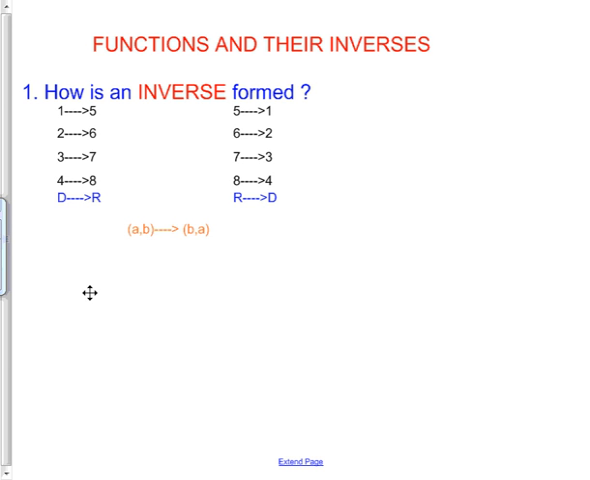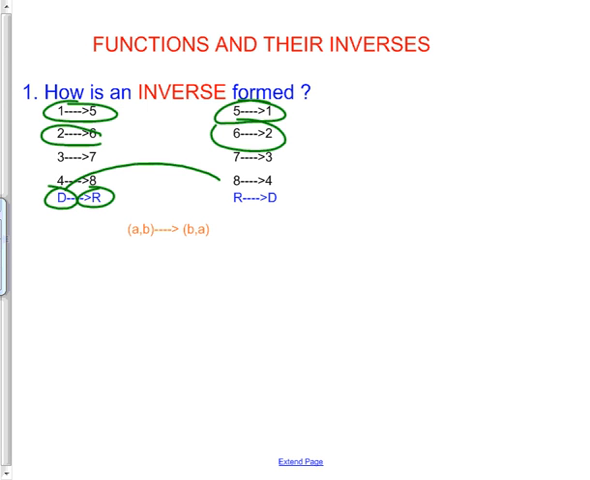Okay, so we're talking about inverses. This is day 2 on inverses. If you have 1 comma 5 and you change it to 5 comma 1, you just flip it around. That's what an inverse does. 2, 6 turns into 6, 2. 3, 7, 7, 3, etc. And the range and the domain turn into the opposite of themselves. The domain becomes the range, and the range becomes the domain.